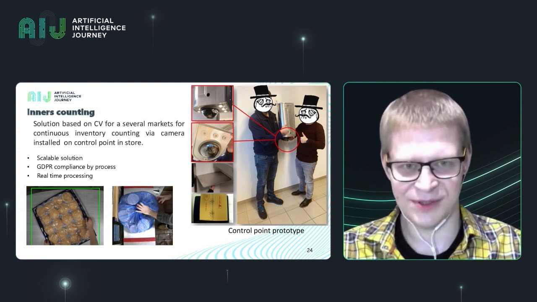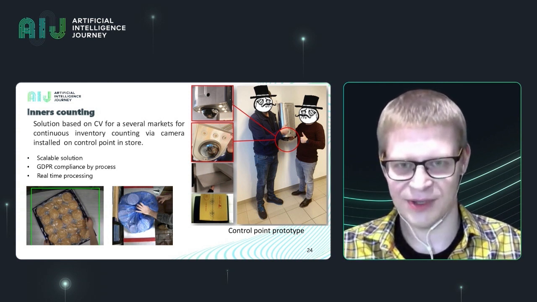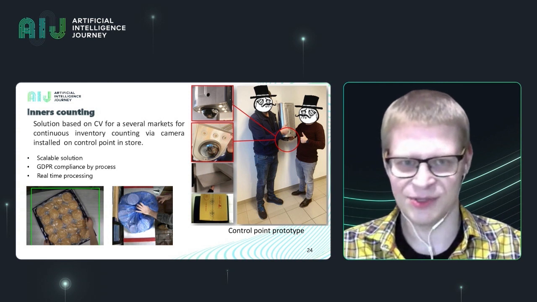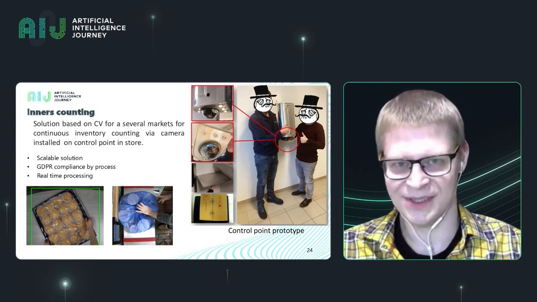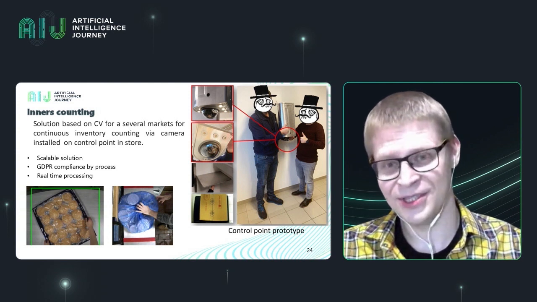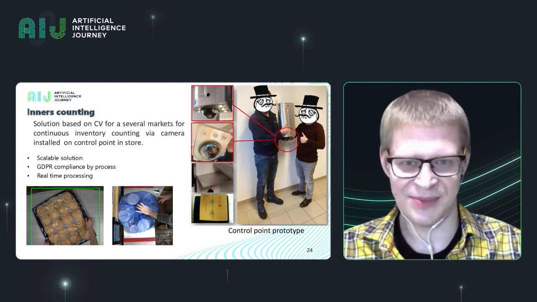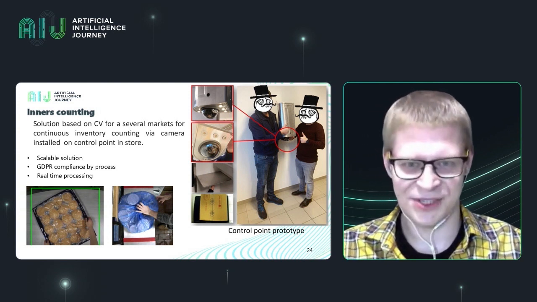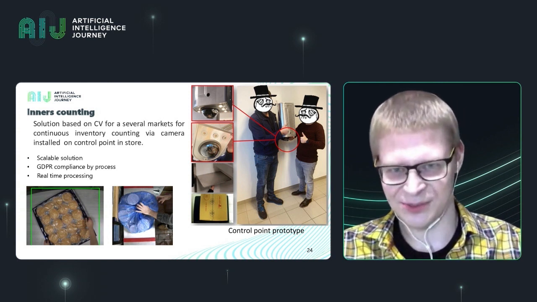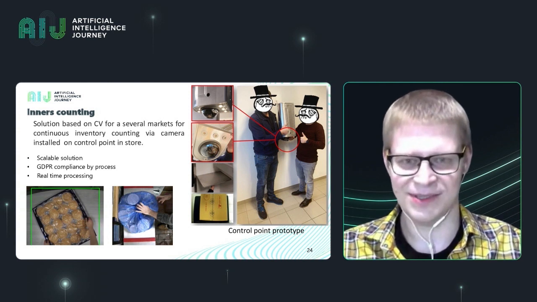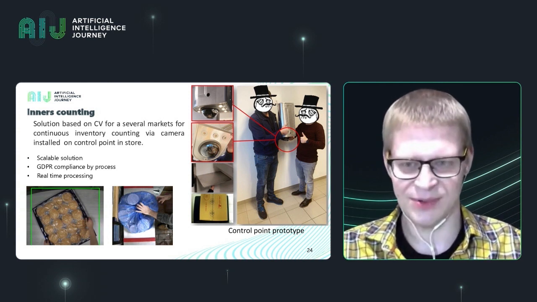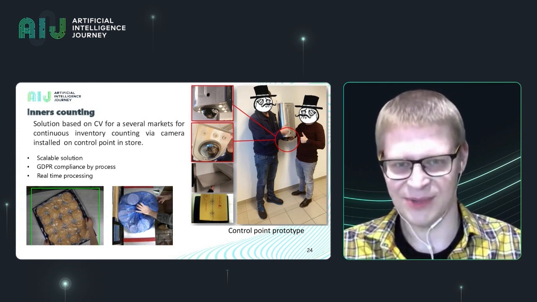So we worked with our clients. We made a sort of a brainstorming, and we created a device. You see it on the picture. This is a high-tech device with lamps and the camera and the stand. The stand is necessary to actually put the device at the necessary height. This is the control point prototype.